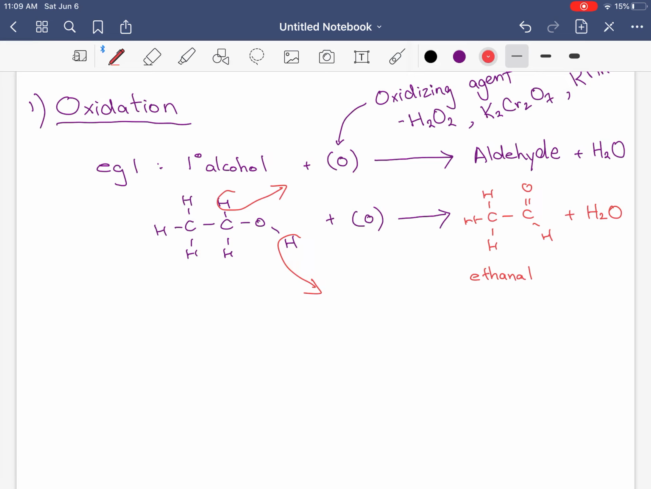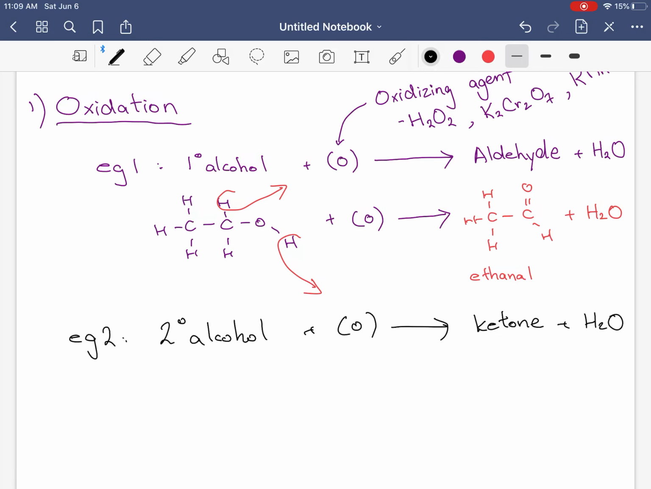Now, we've all heard of other types of alcohol, like a secondary alcohol. What would a secondary alcohol do? Would a secondary alcohol also make an aldehyde? Well, it doesn't. I can tell you right now that a secondary alcohol makes a ketone. So let's take a look at a secondary alcohol. The simplest secondary alcohol, of course, is isopropanol.